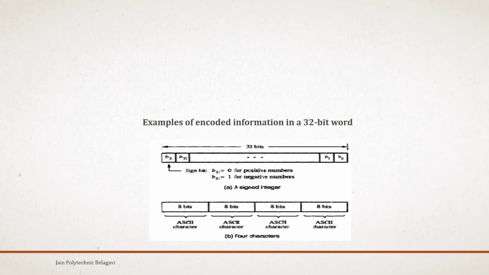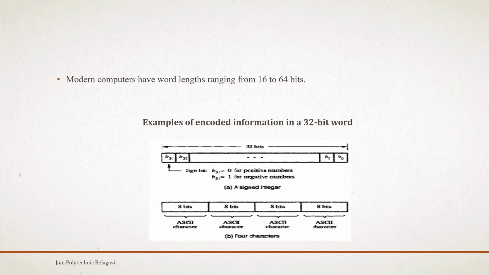As you can see in the picture, it's an example of encoded information in a 32-bit word. 32 bits means it contains 4 bytes. Modern computers have word lengths ranging from 16 to 64 bits. So it may be 32 bit, 16 bit or 64 bit. Here you can see it starts from the 0th bit to the 31st bit. The 0th bit is the starting point, called the least significant bit, and the leftmost is called the most significant bit.